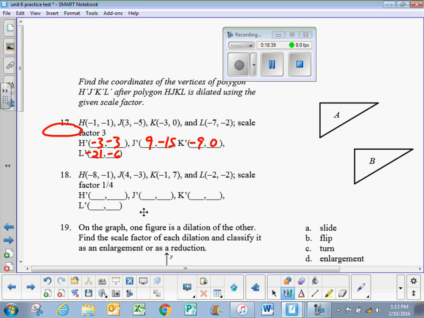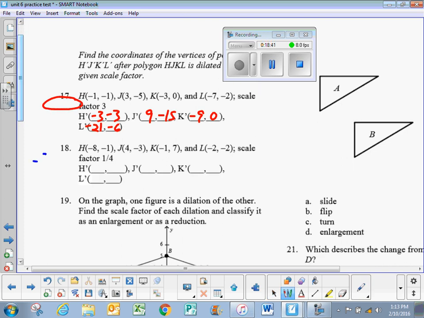This one here, we're going to multiply by a fourth. Just to remind you, -8 times 1/4 is -2. -1 times 1/4 is -1/4. 4 times 1/4 is 1. 4 times -3 is -3/4. -1 times 1/4 is -1/4. 7 times 1/4 is 7/4 or 1 3/4. And -2 times 1/4 is -1/2. -2 times 1/4 is -1/2.